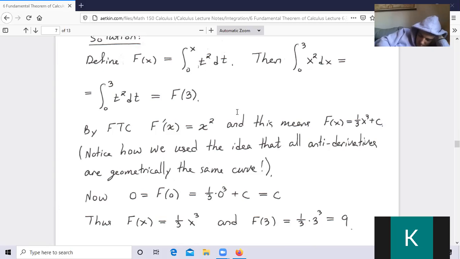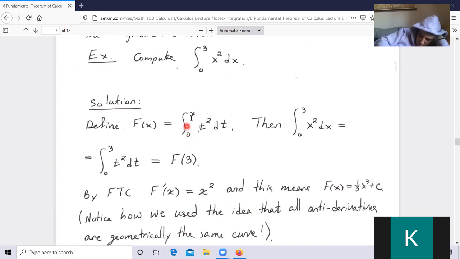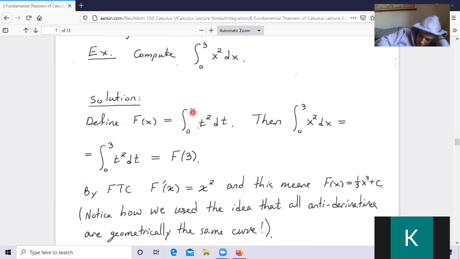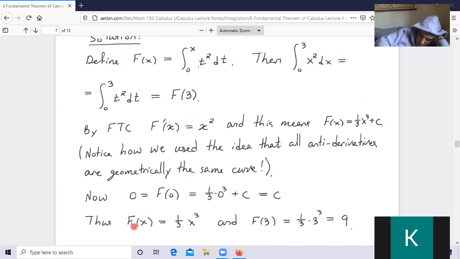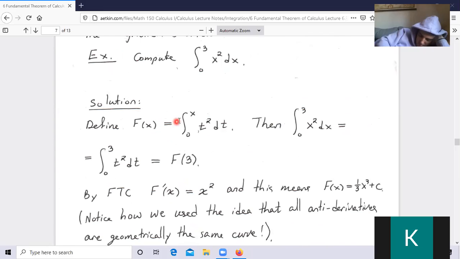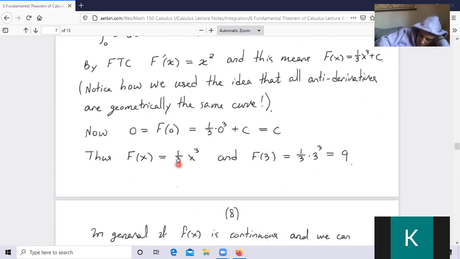But then I see what that constant is by plugging in 0. If I plug in 0, I get 1/3 0 cubed plus a constant. It's equal to the constant, and that must be equal to 0, because if I set x equal to 0, it's the integral from 0 to 0. Do you follow me? So that means my function capital F of x is simply 1/3 x cubed. So I was able to replace this definite integral by 1/3 x cubed.